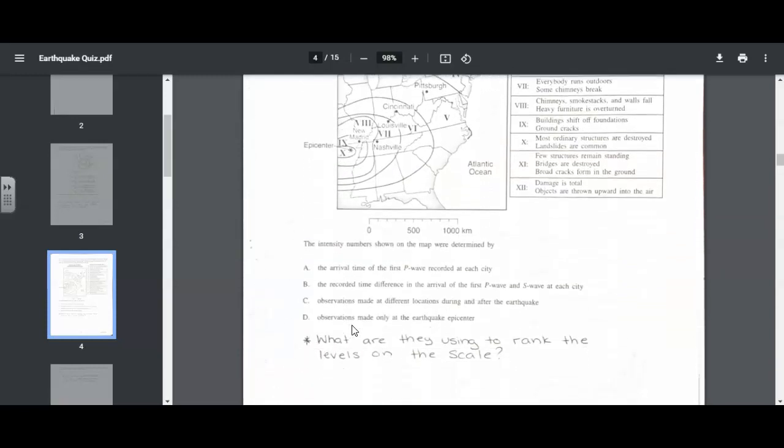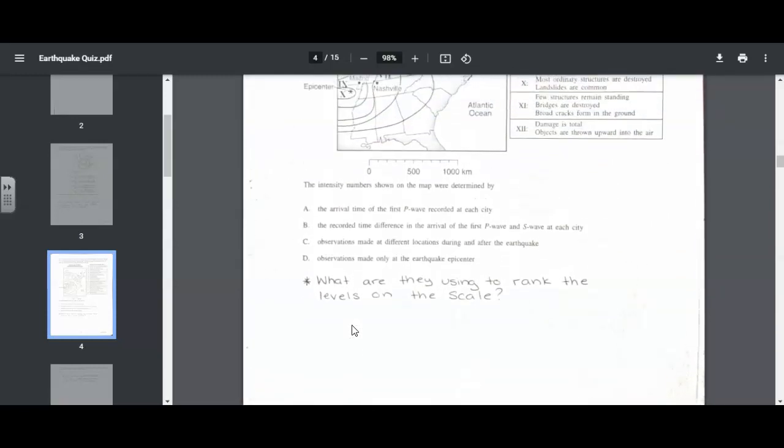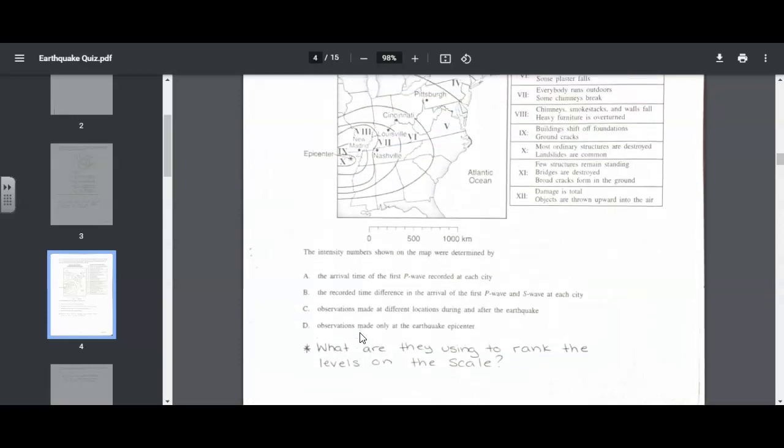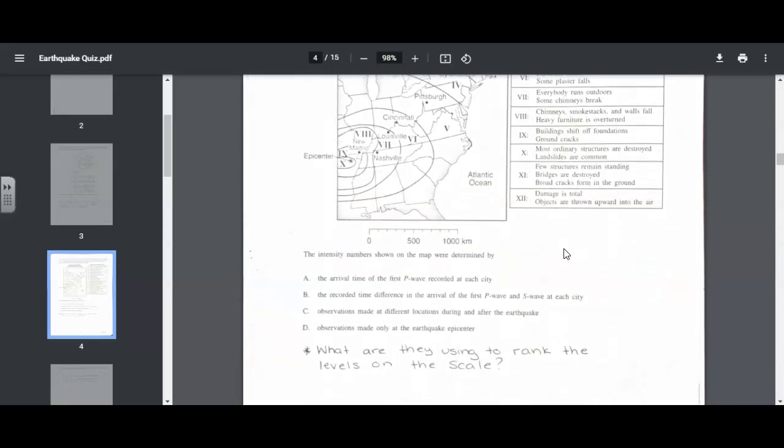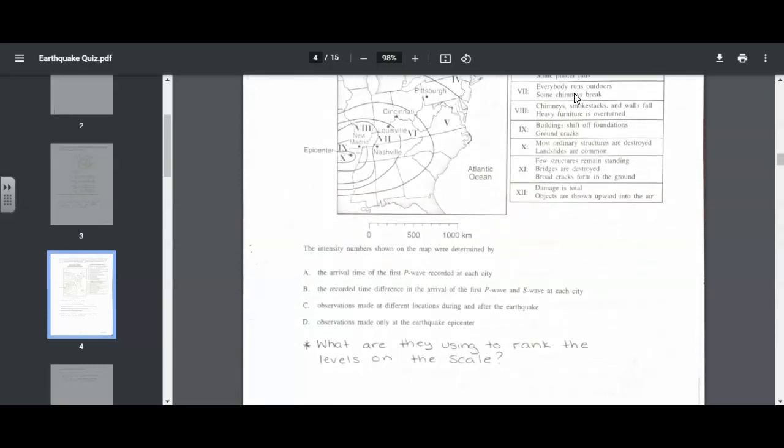Okay, so the intensity numbers shown on the map were determined by what? What are they using to rank the levels on the scale? Okay, so they have things like, not felt except under unusual conditions. Oh, well, some furniture's moving, plaster's falling, most ordinary structures are destroyed, so it just gets more and more severe as you go down. So what's being shown on this?